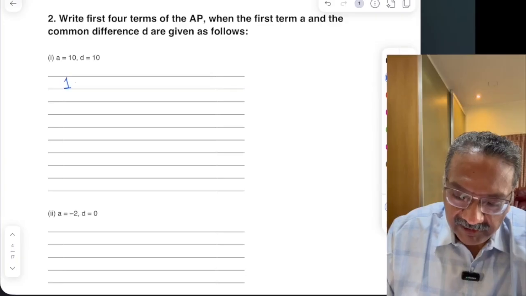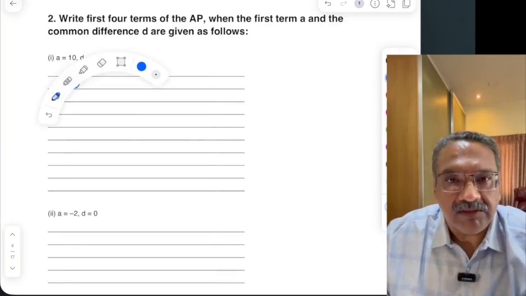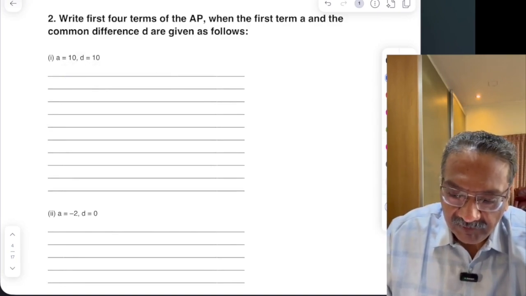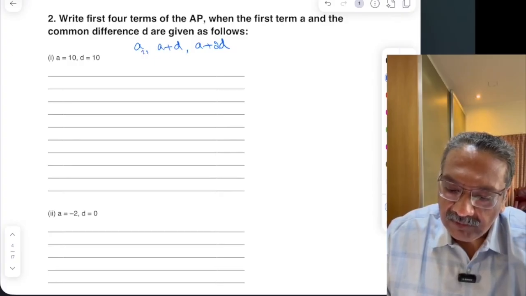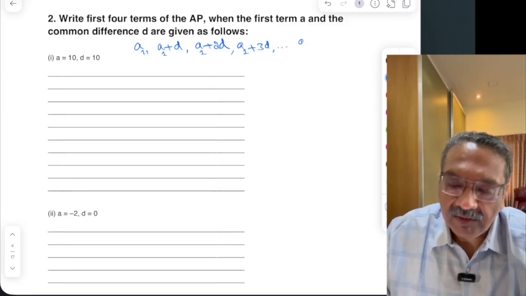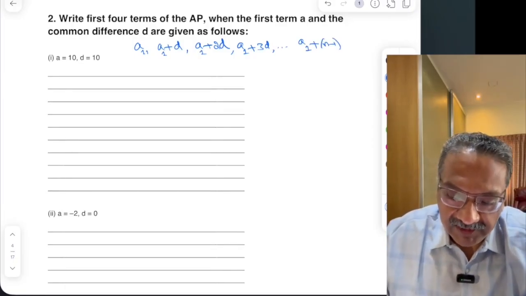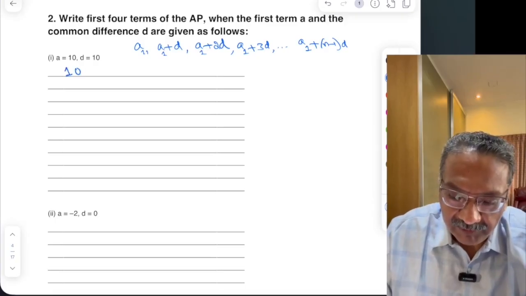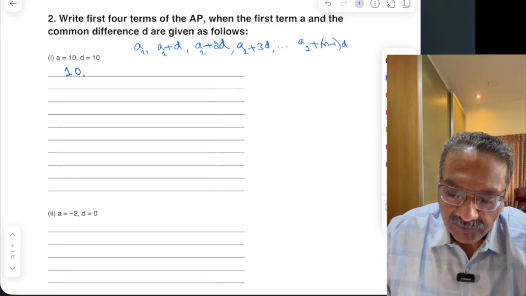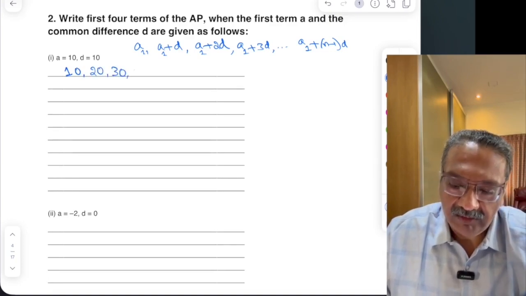Before that, let me write the general form of AP. What is the general form of AP? First term is A, second term is A plus D, third term is A plus 2D, or you can say A1, A1 plus D, A1 plus 2D. Fourth term will be A1 plus 3D, so on like this, A1 plus (n minus 1)D. So, in the first one, what is A? A is 10. So, the first term is 10, common difference is 10. This is very easy. So, second term will be 20, third term will be 30, 40, 50 and so on.